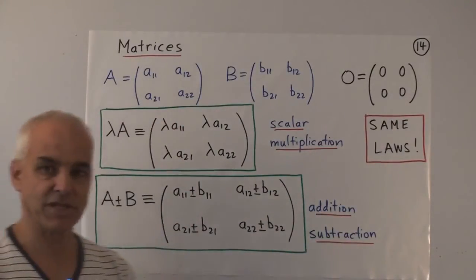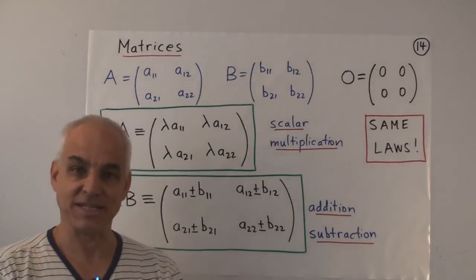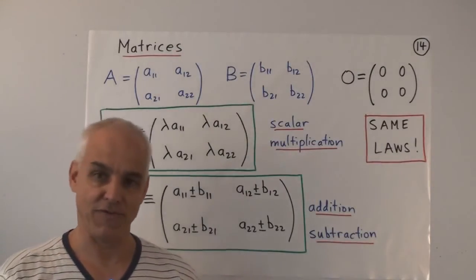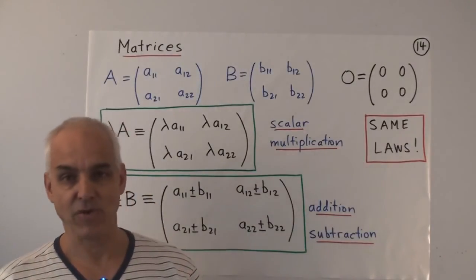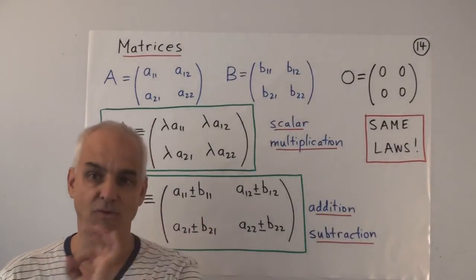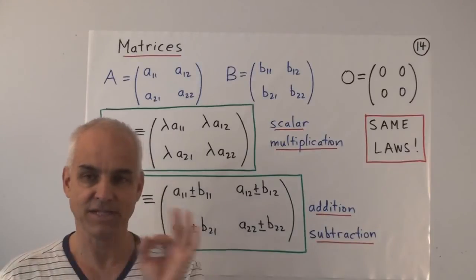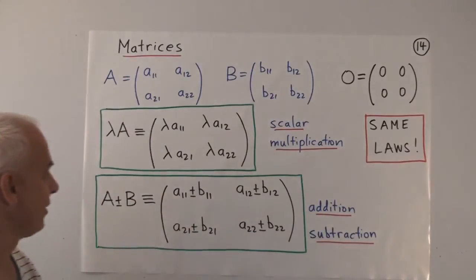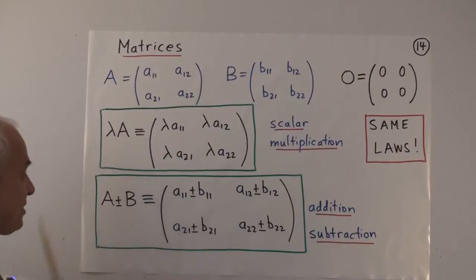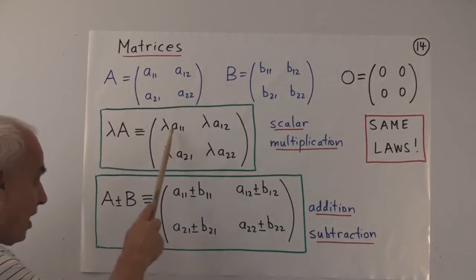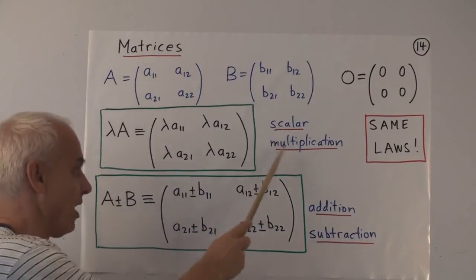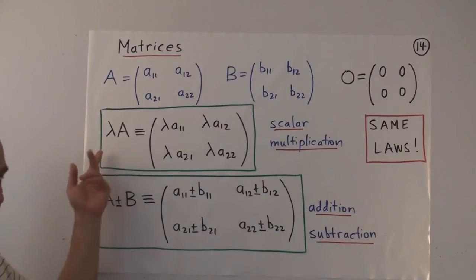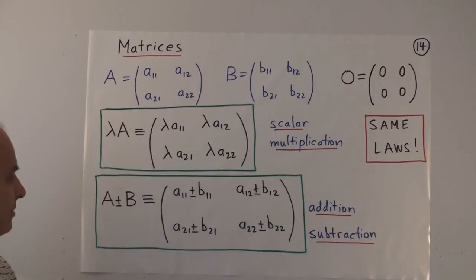What can we do with matrices? Well, first of all, we can do the same kinds of operations that we can do with vectors. Namely, we can scalar multiply, we can add and subtract, and we just do this component-wise. It's the most simple-minded thing you can imagine. So lambda times the matrix A is just what you get when you multiply each of the terms by lambda. That's called scalar multiplication because lambda is a number or a scalar.